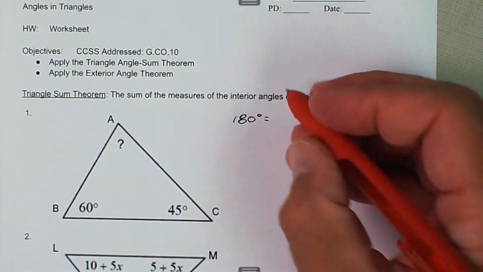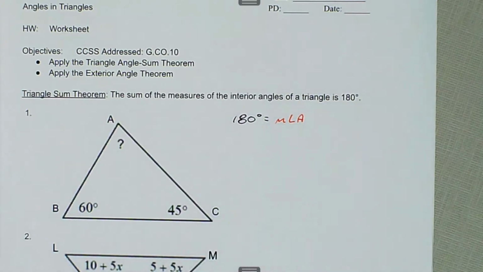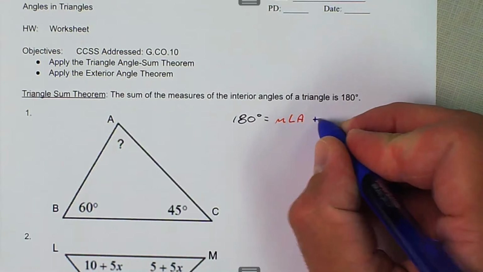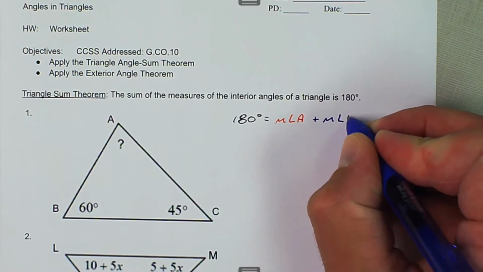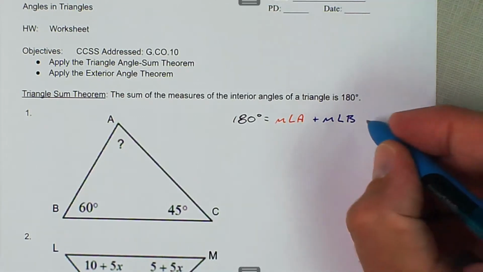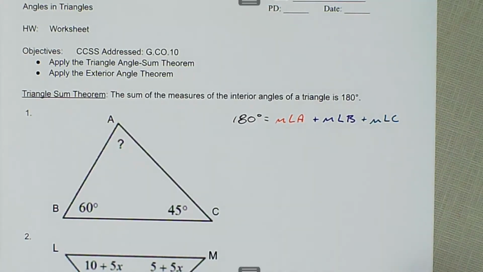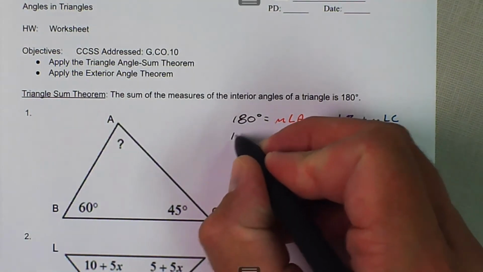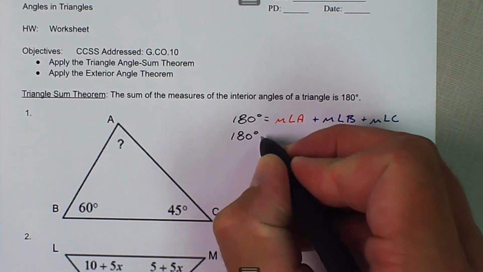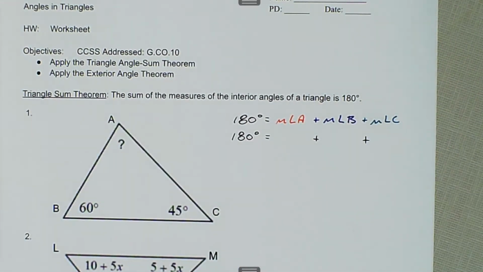180 degrees is equal to the measure of angle A, plus the measure of angle B, plus the measure of angle C. And then we can just substitute the values in that we know. So we know that 180 is fixed. It's not going to change. And we know that as the triangle sum theorem, we're going to add these angles together.